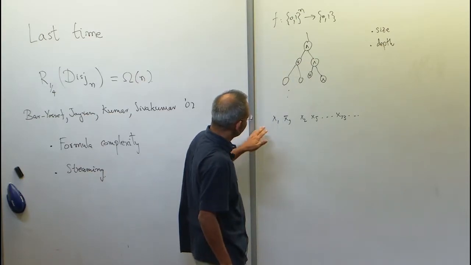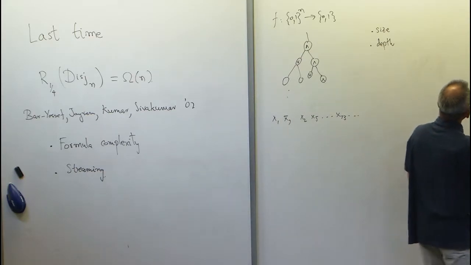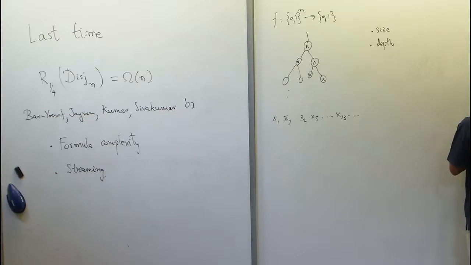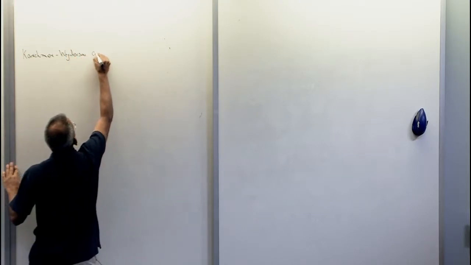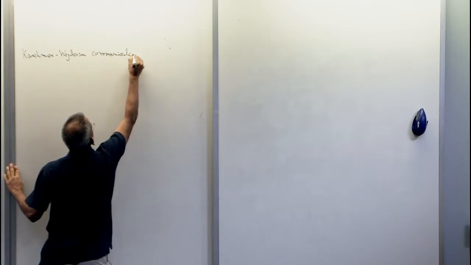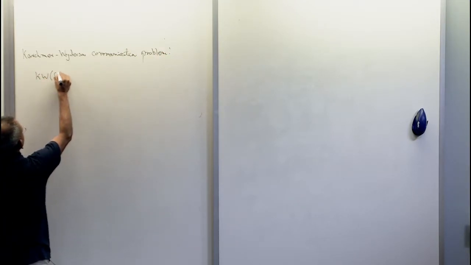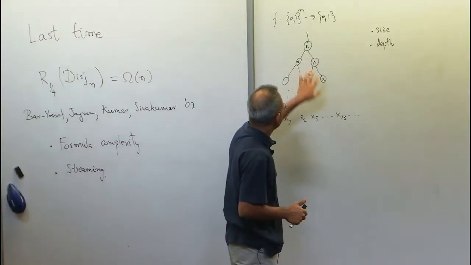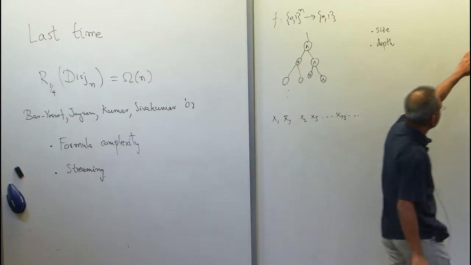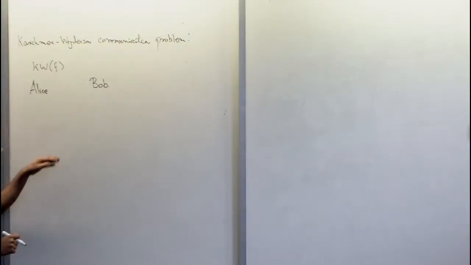Now it turns out that this is connected to communication complexity, and this connection is through what is called the Karchmer-Wigderson game. So here at the moment, there is only one input, and on that input, we are trying to compute the function. And in the Karchmer-Wigderson communication problem, there are two parties, Alice and Bob. I'll just tell you what their inputs are going to be and what they're supposed to do with them.